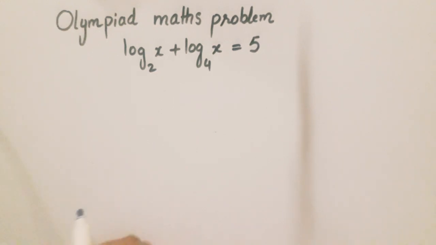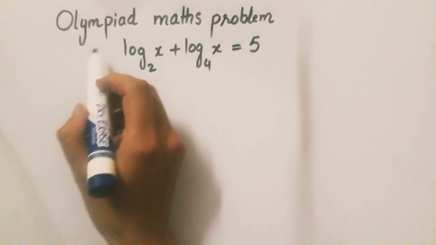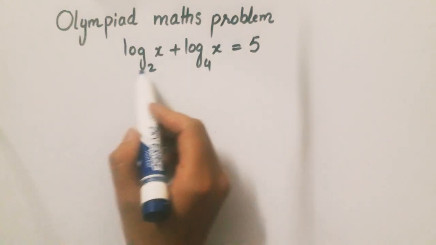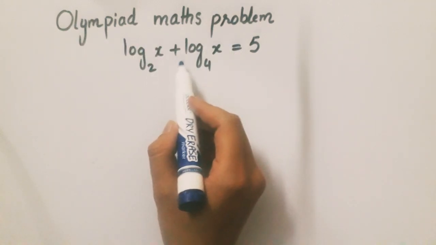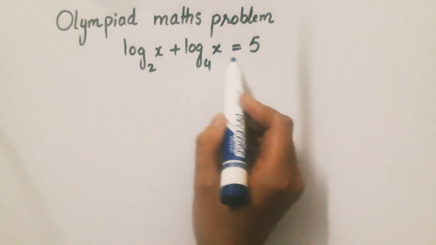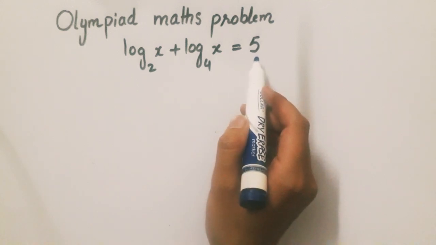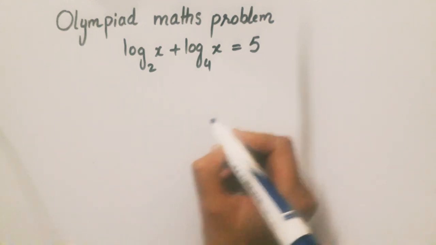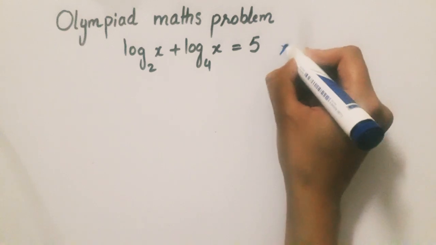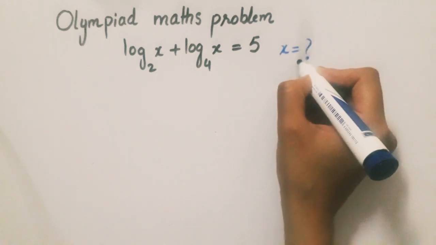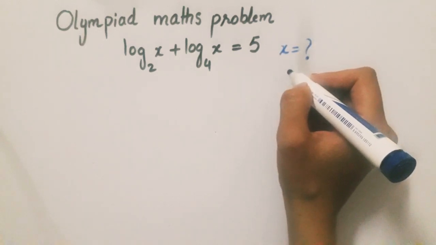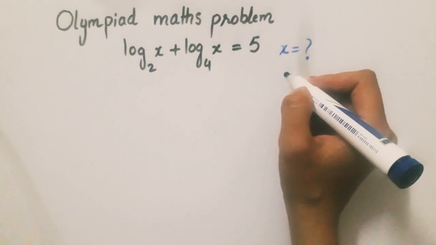Today we are going to solve the most important Olympiad math problem, that is log base 2 of x plus log base 4 of x is equal to 5. We have to find the value of x. So we will solve this question step by step in a very easy way.